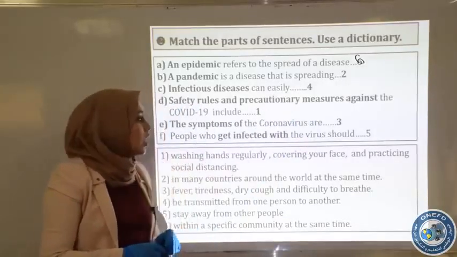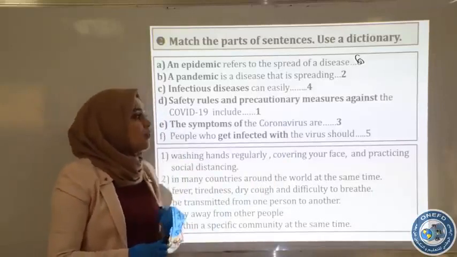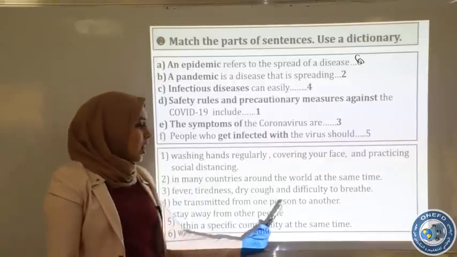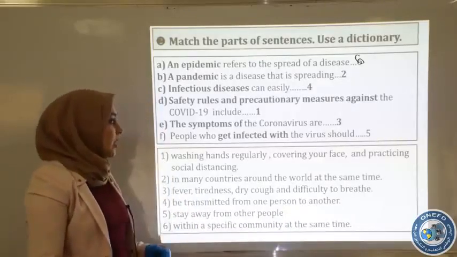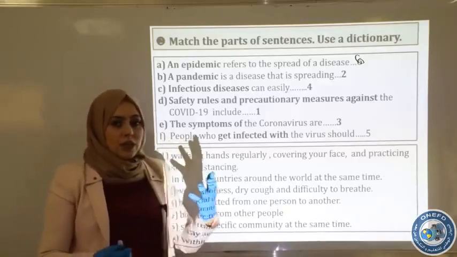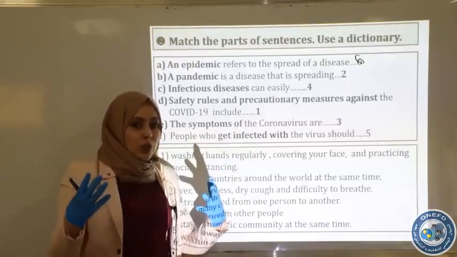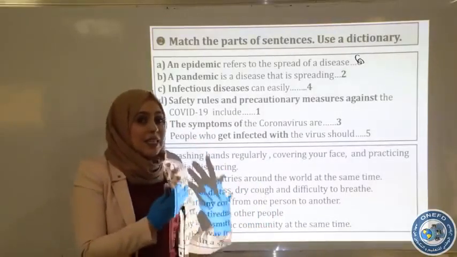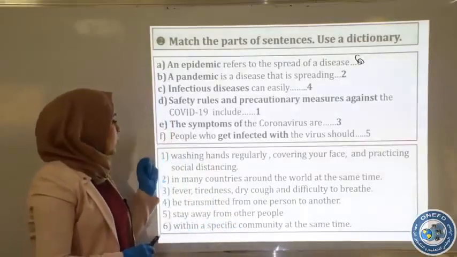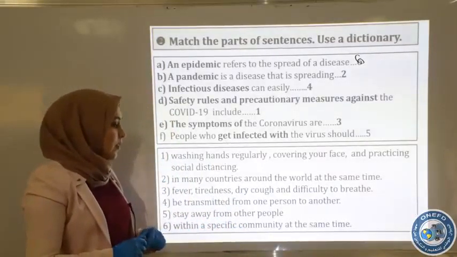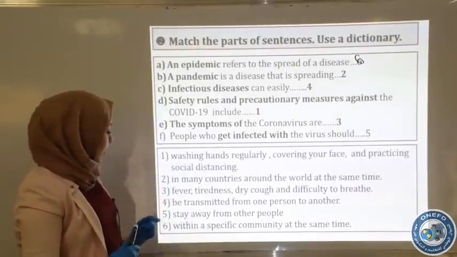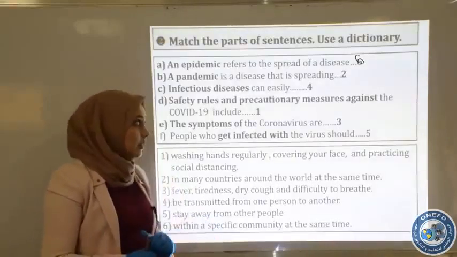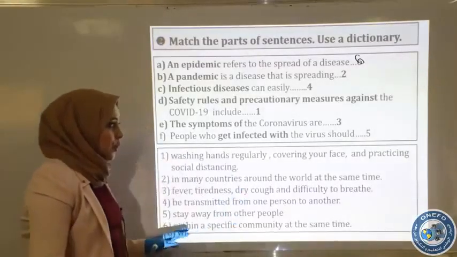Precautionary measures. The next one, the symptoms of the coronavirus, goes with 3: fever, tiredness, dry cough, and difficulty to breathe. By the symptoms here, we mean the signs that show on your body, and you know that you have a certain disease. Those signs help you to know which disease it is. Then the last one, people who get infected with the virus, goes with 5, stay away from other people, social distancing again. All right, I hope this is clear for you.